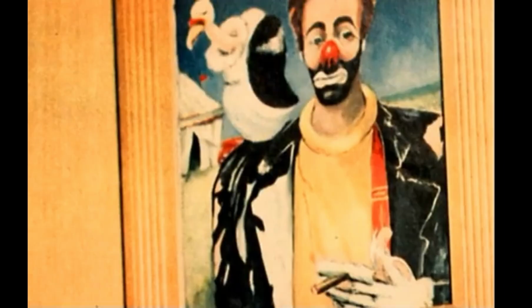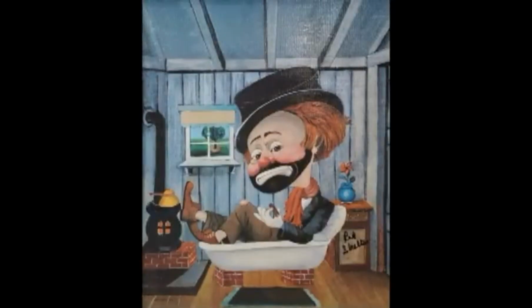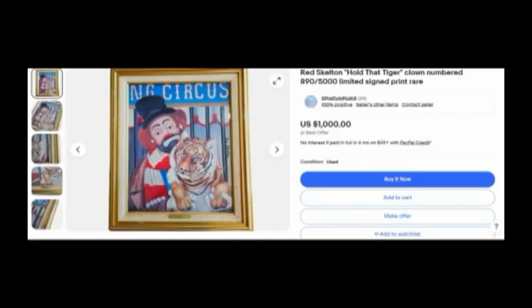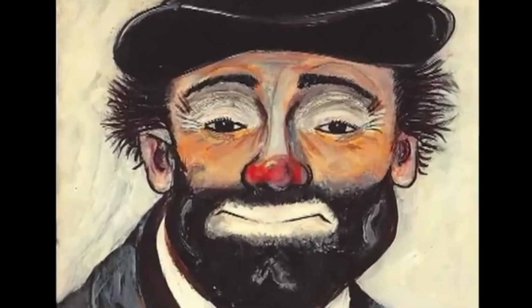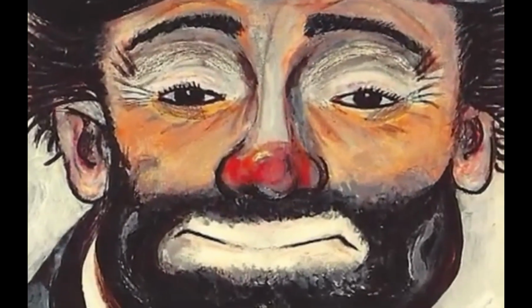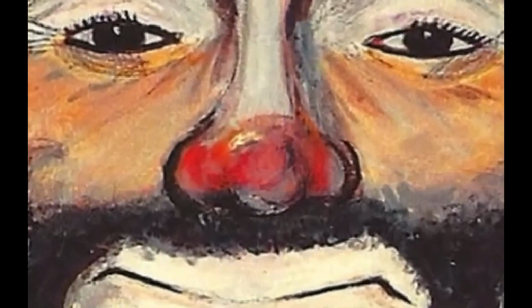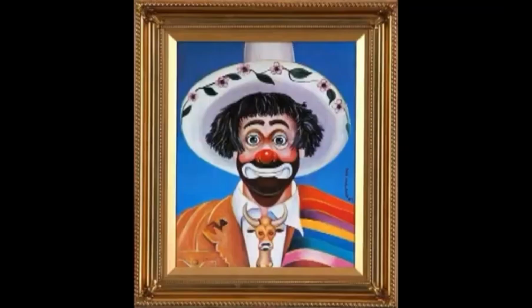Red Skelton had other interests besides acting, like painting, clowns, and only clowns, around 1,000 total clown paintings, and selling them. People looked at this and decided they wanted it in their house, watching them, knowing their secrets, knowing where they hid the body. This one's a cowboy.